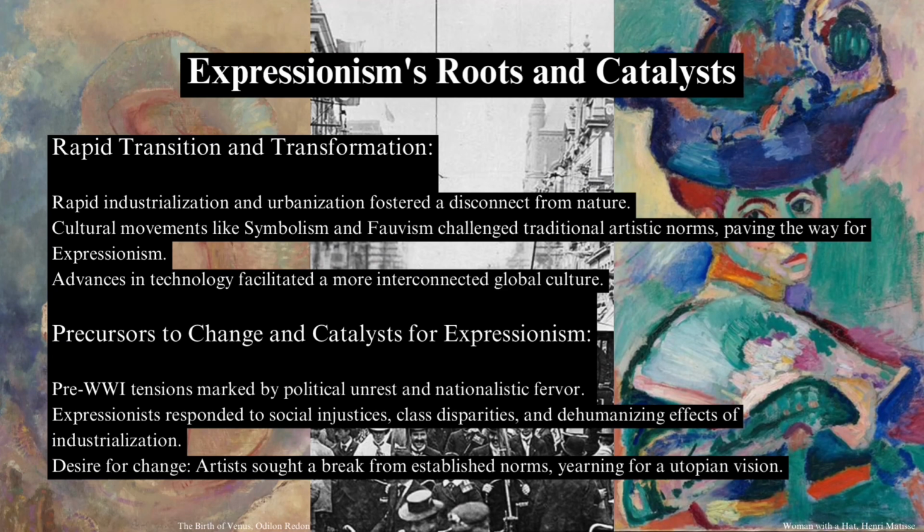This rapid transformation caused by industrialization caused a disconnect from nature and gave rise to cultural movements like Symbolism and Fauvism, which challenged traditional artistic norms, paving the way for Expressionism. The increasing tensions and political unrest leading up to the First World War caused the Expressionists to respond to the ongoing social injustices, class disparities, and the dehumanizing effects of industrialization, and sought to break from the established norms and yearn for a utopian vision.